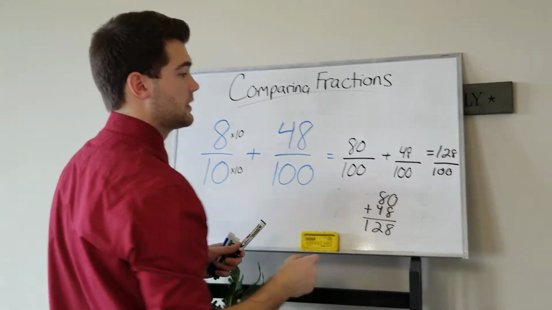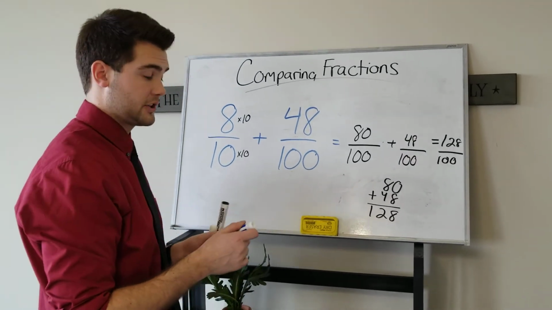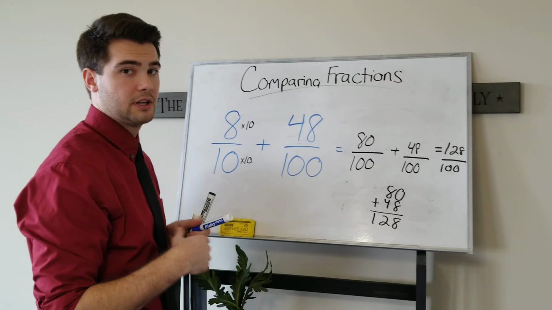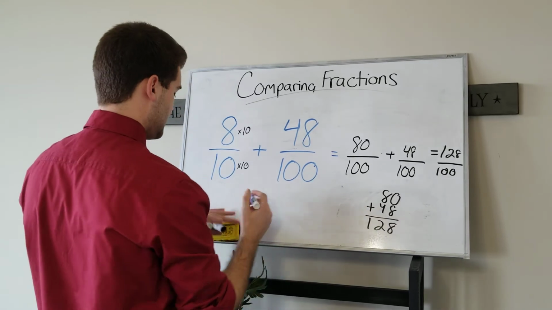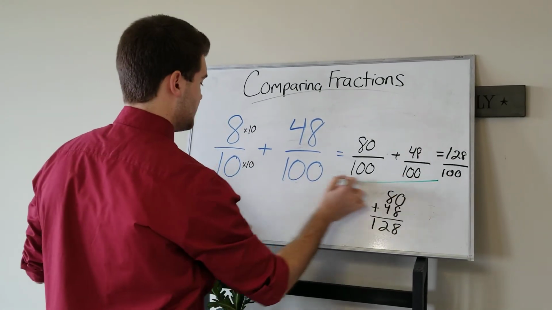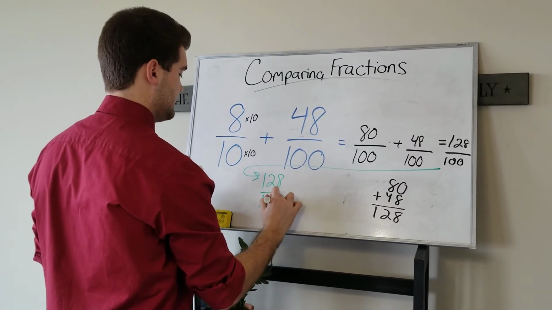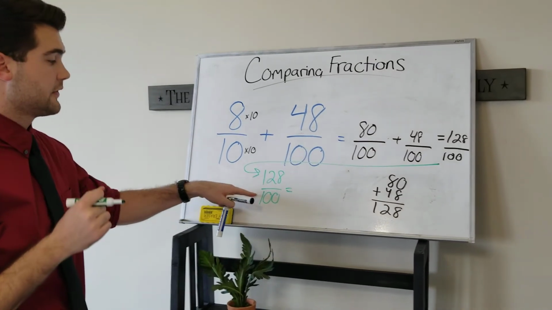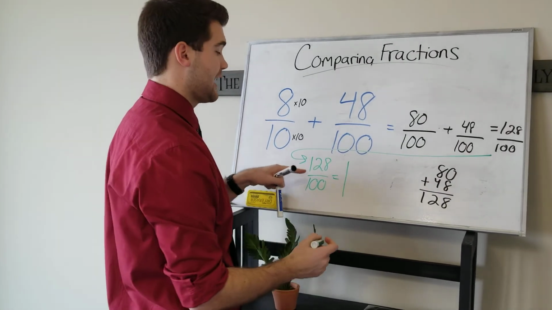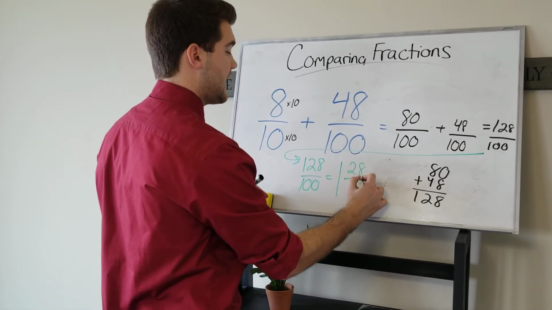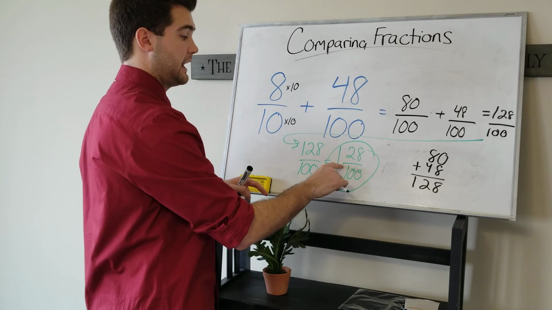However, remember, when the big number is on top of a fraction, that's called an improper fraction. So we need to make that improper fraction proper, or a mixed number, composed of a whole number and a fraction. How many groups of 100 can we pull out of 128? We can make one whole group, and how much is left over? 28 out of the 100. So this is 1 and 28 100ths.